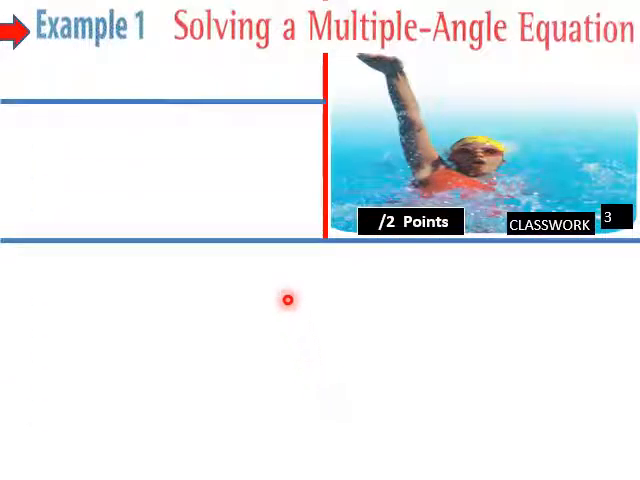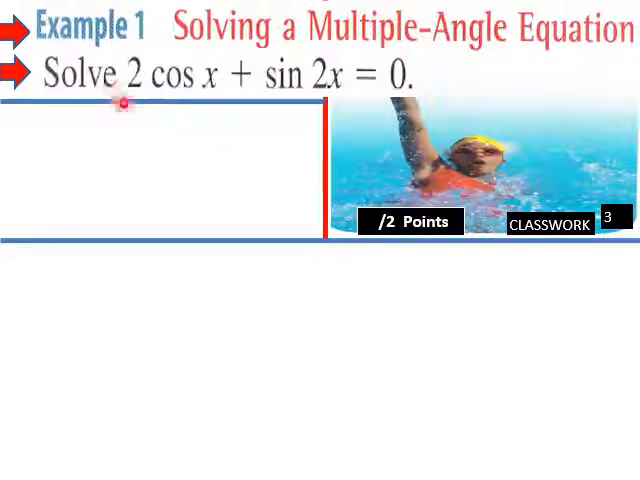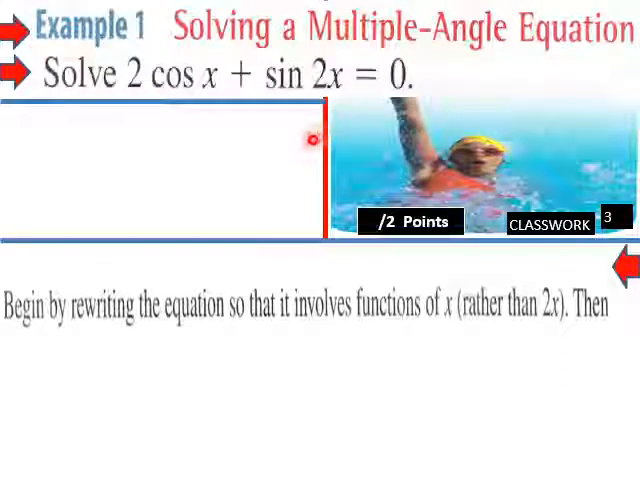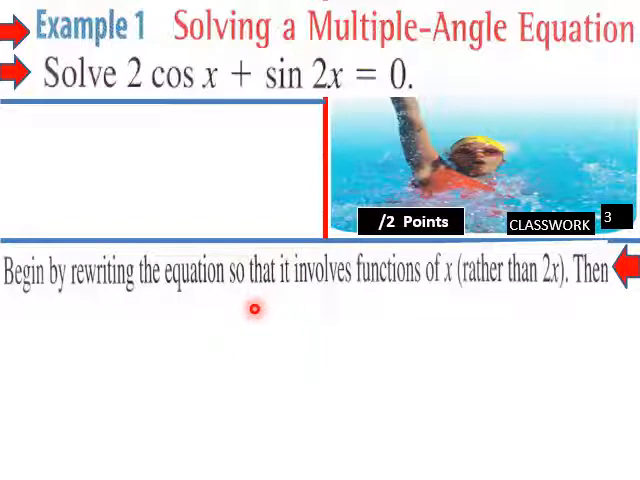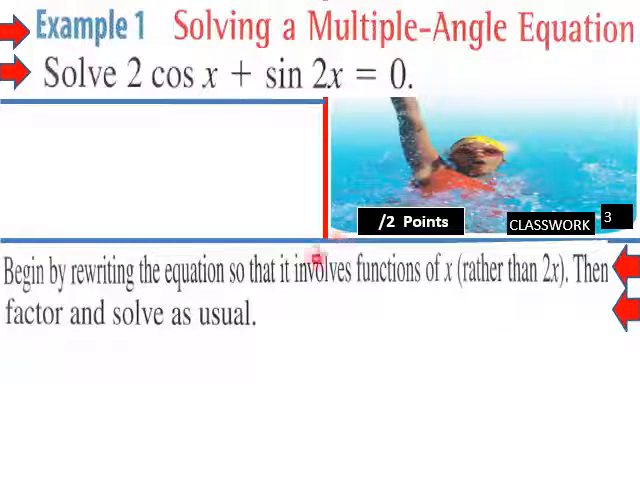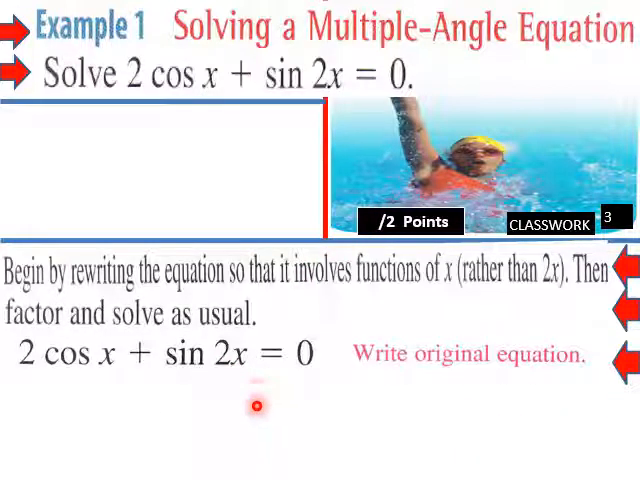On to our next example here, solving a multiple angle equation. So solving 2 cosine x plus sine 2x equals 0. So begin by rewriting the equation so that it involves functions of x rather than 2x. So we need to get rid of this 2x, so that it's just x. Then factor and solve as usual.